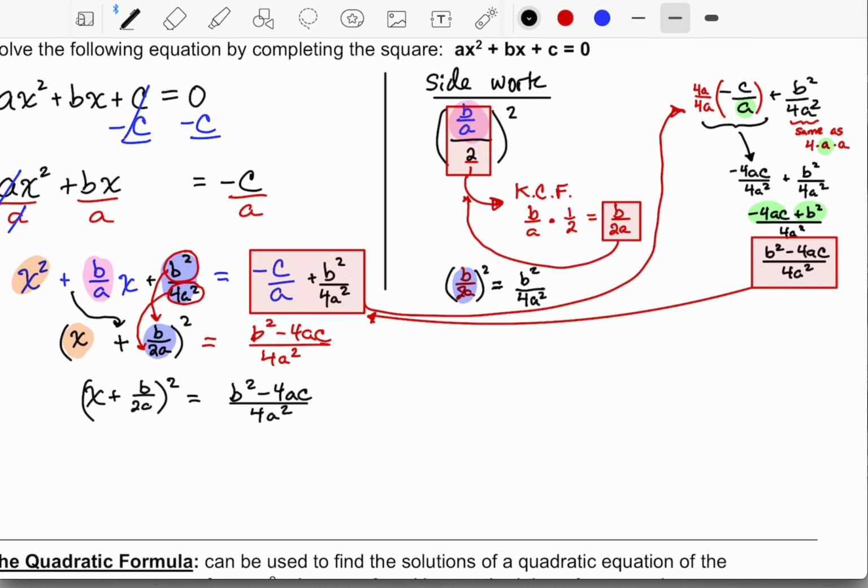We have a binomial squared on the left-hand side. The whole point behind completing the square is to get rid of that square, that power of 2. We do that by taking the square root. You take the square root of the left side to get rid of the power of 2. You take the square root of the right side because you took the square root of the left side. All right, it's all about fairness, equality. I mean, equal sign, equality.